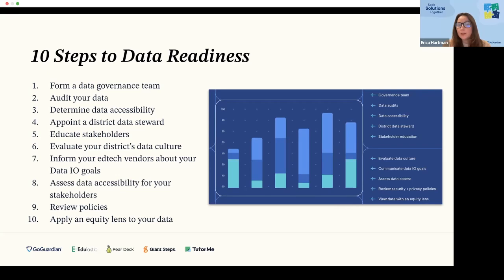So if it's a parent report, is it accessible in multiple languages, not just English? Because if you're sending a report home or if you're having parents log in, it's really important that they're able to really be able to understand that data and have access to it as well. And then finally, even I'm talking about giving access to students.